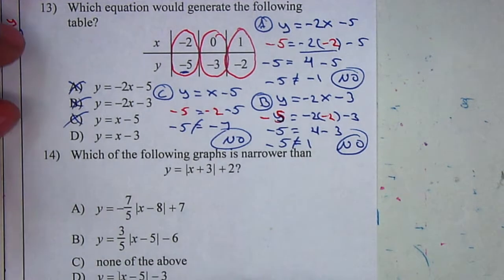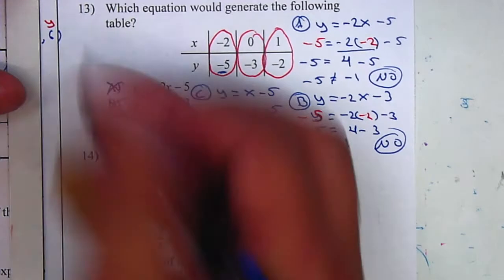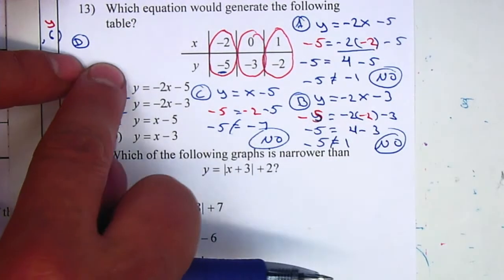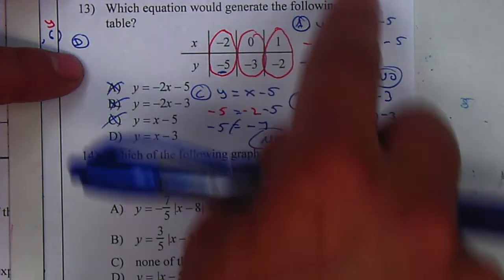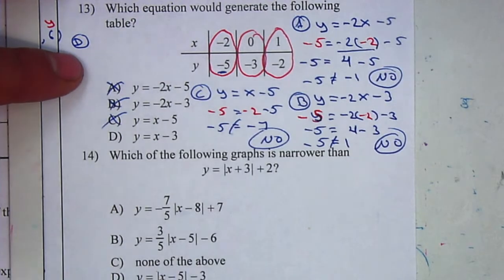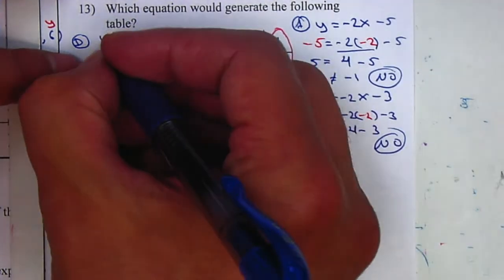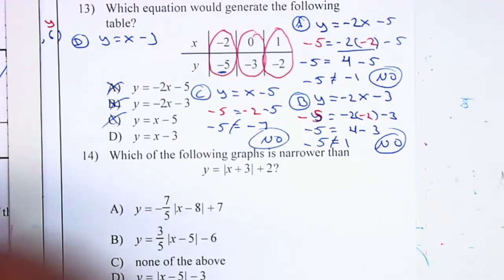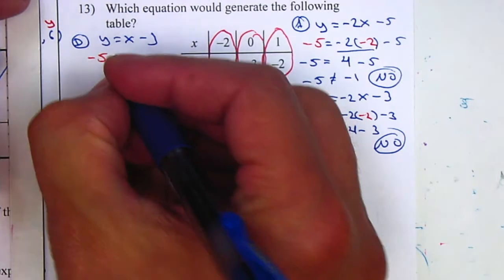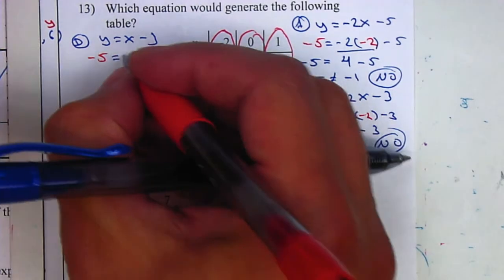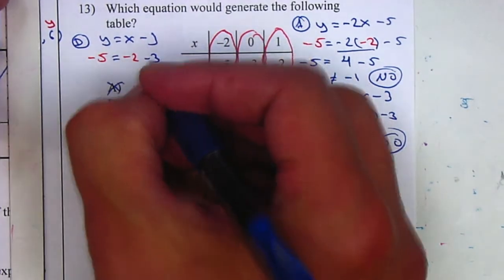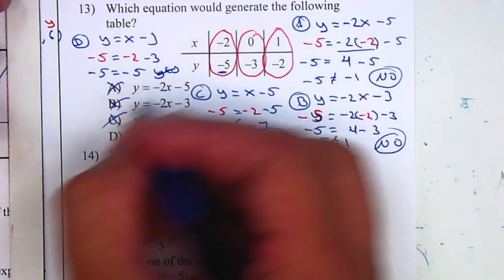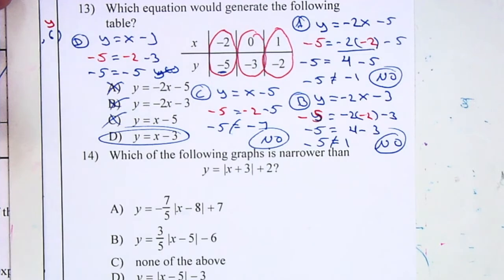Let me try letter D. I'm going to do it right here on the side. Notice that it is nice to be able to label it, because if this one's also incorrect, you know you made a small mistake, and you can always go back. Letter D, y is equal to x minus 3. Instead of the y, I'm going to plug in a -5. Instead of the x, I'm going to plug in a -2. Is -5 equal to -5? Yes. So your answer is D.